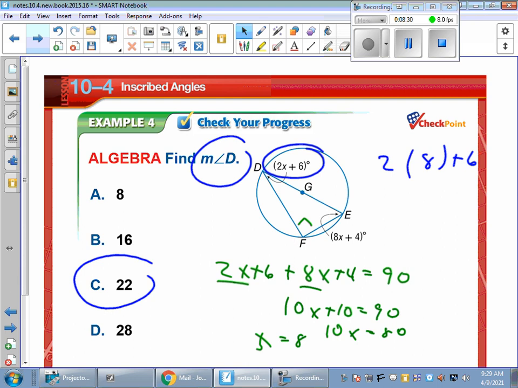Let's see here. I'm going to pause right there.